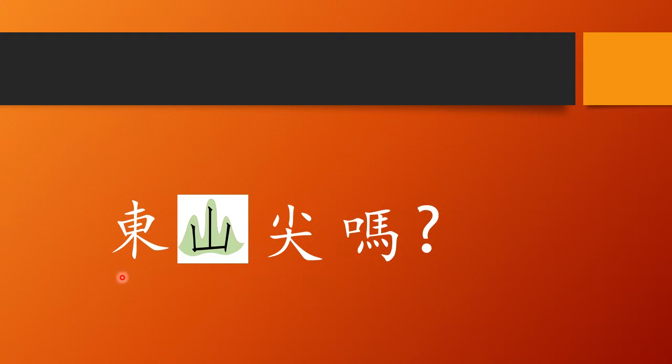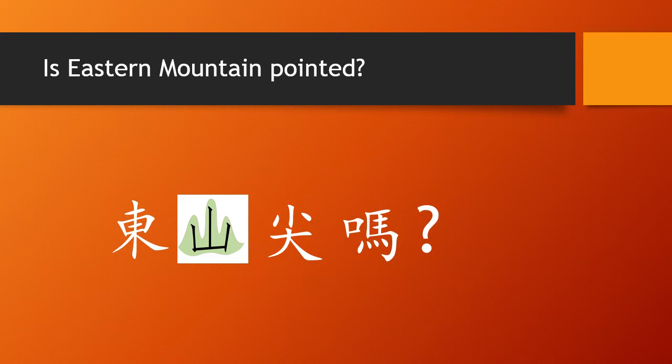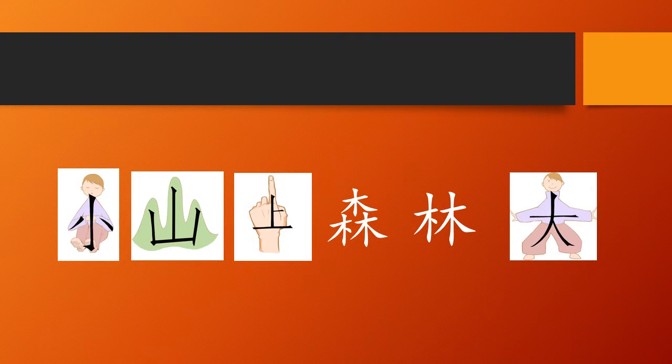Try a sentence now. Try reading it. All right, I give you 2 seconds. Dongshan, Eastern Mountain. Jian is pointed. Ma, question. Is Eastern Mountain pointed? Got it? Did you get that one right? Try another one. Longer one.